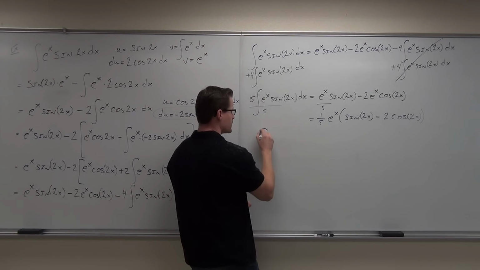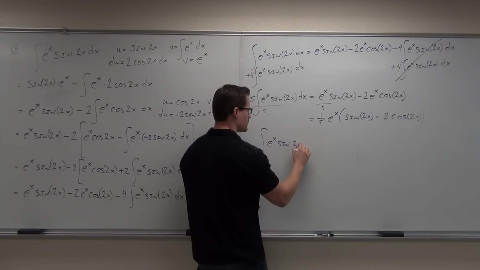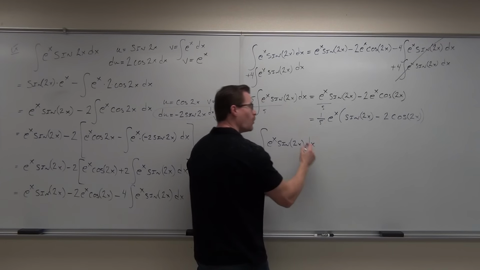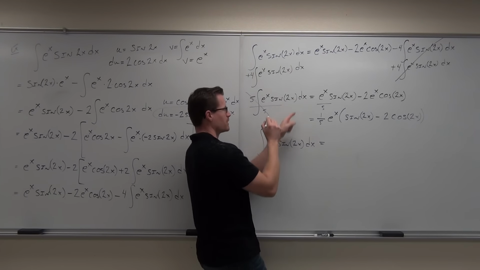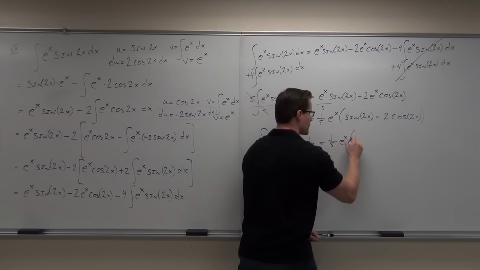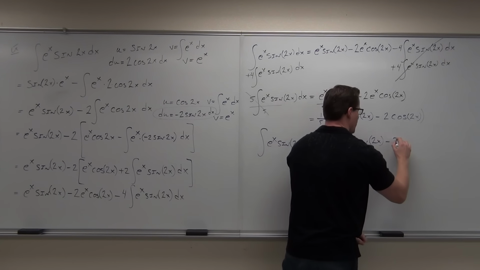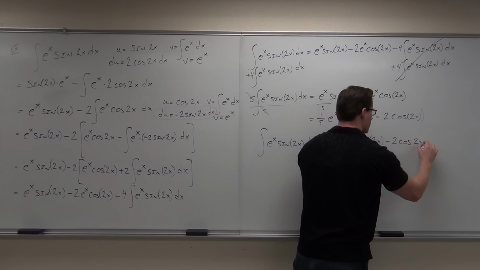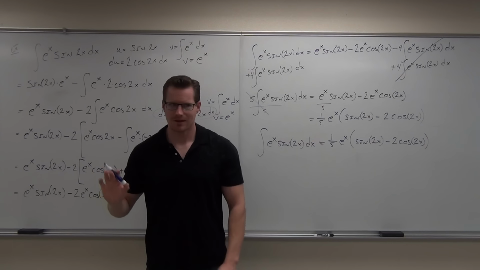So our integral of e to the x sine 2x dx, what we wanted to find out. We know since we divided by 5, this is gone. We get 1/5 over here. 1/5 e to the x times sine 2x minus 2 cosine 2x. One thing I'm missing. What am I missing? Do the plus c.